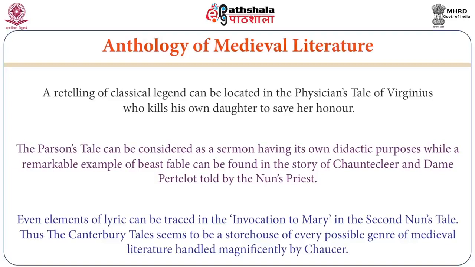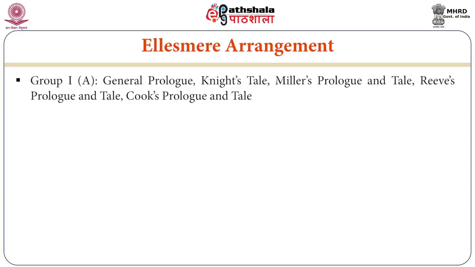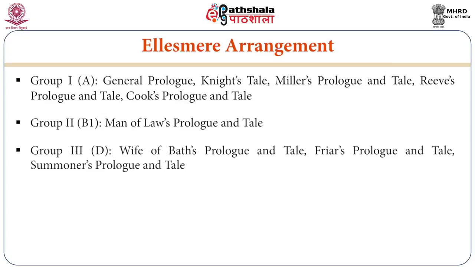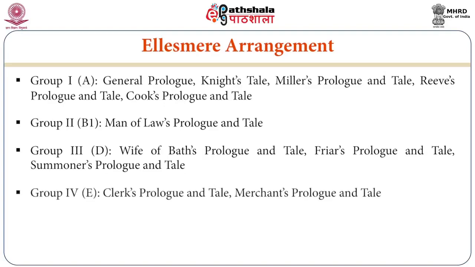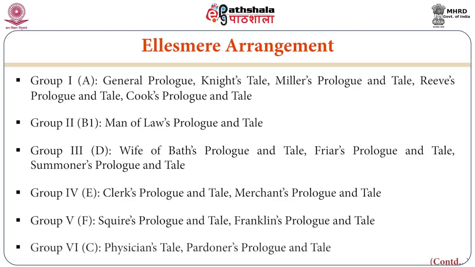Friends, up there on the screen you have an arrangement. That is Group 1, A: General Prologue, Knight's Tale, Miller's Prologue and Tale, Reeve's Prologue and Tale, Cook's Prologue and Tale. Group 2, that is B1: Man of Law's Prologue and Tale. Group 3, D: Wife of Bath's Prologue and Tale, Friar's Prologue and Tale, Summoner's Prologue and Tale. Group 4, E: Clerk's Prologue and Tale, Merchant's Prologue and Tale. Group 5, F: Squire's Prologue and Tale, Franklin's Prologue and Tale. Group 6, C: Physician's Tale, Pardoner's Prologue and Tale.